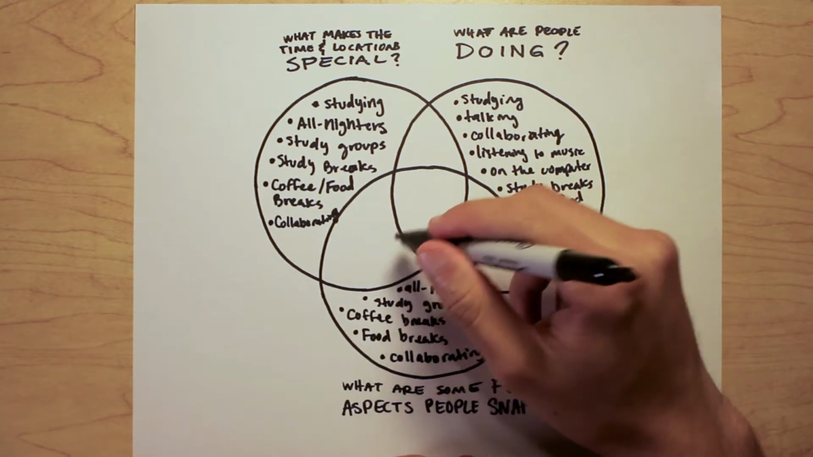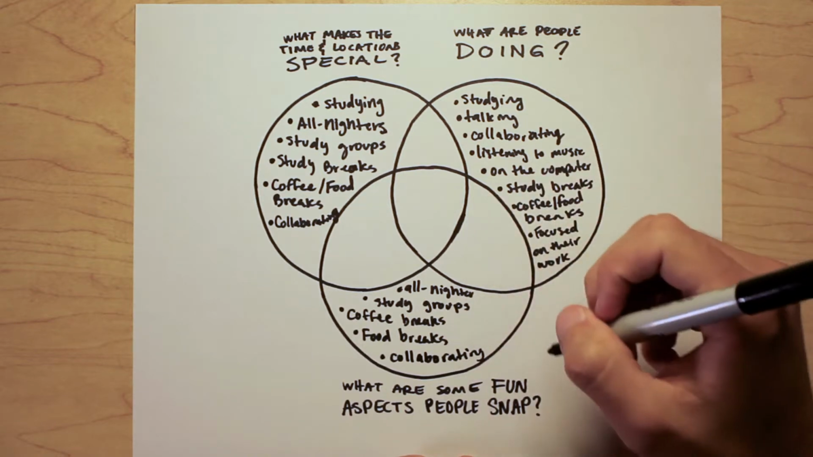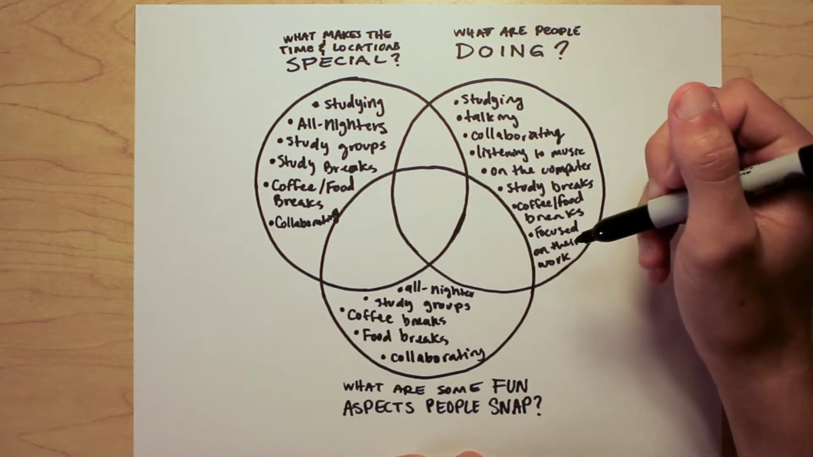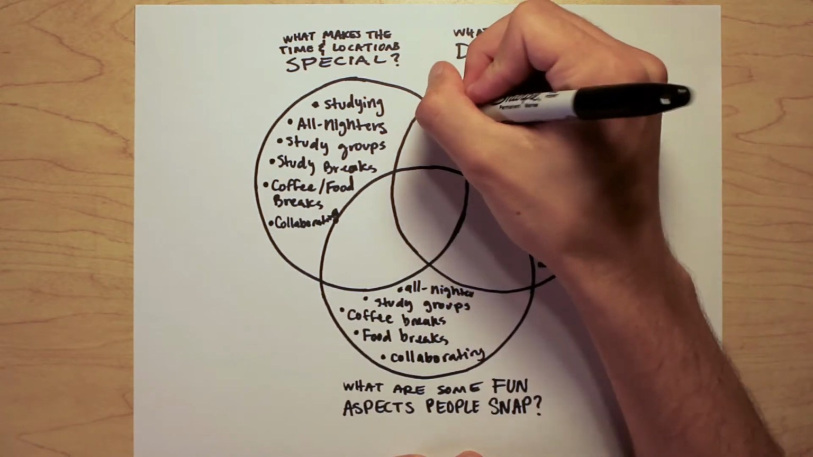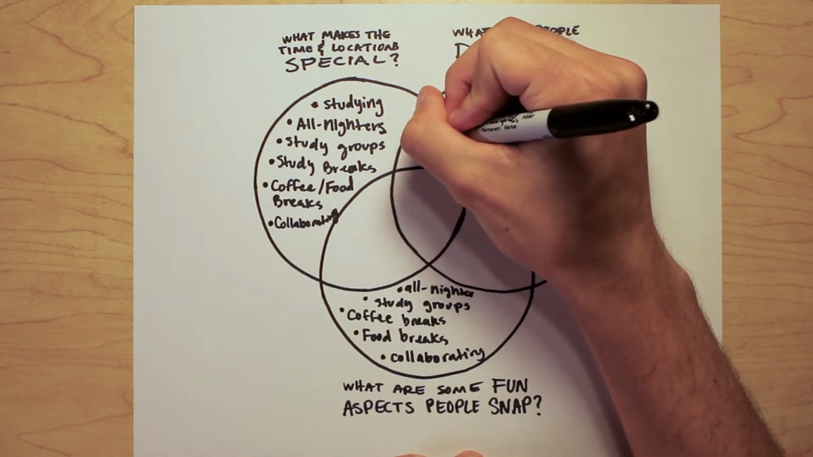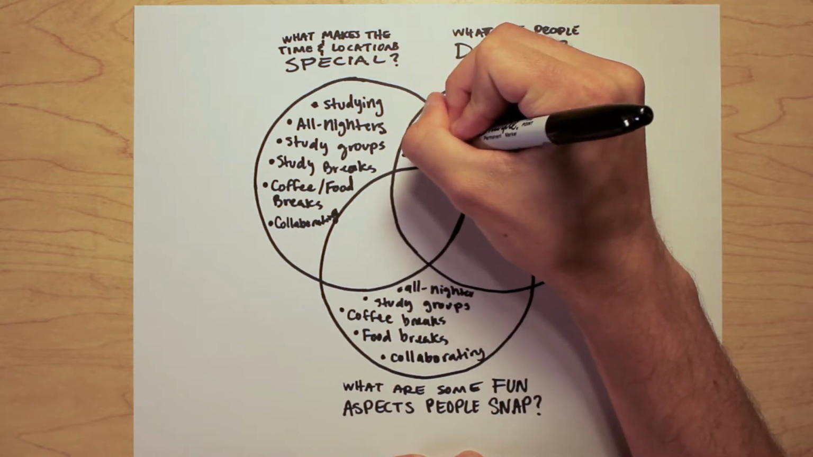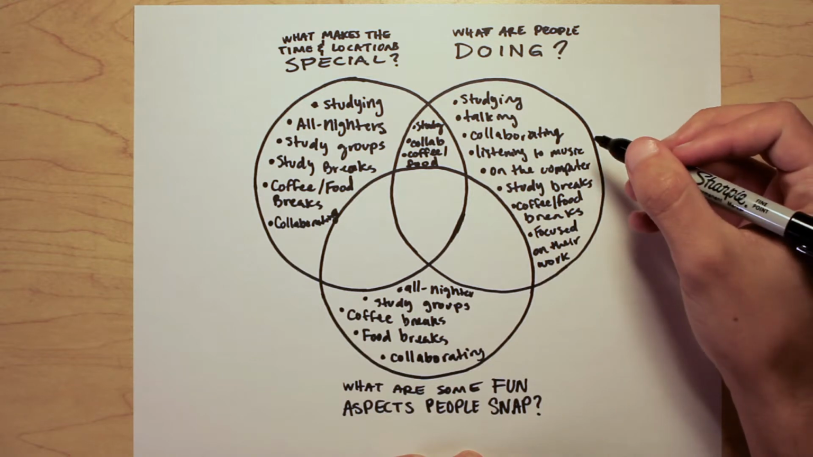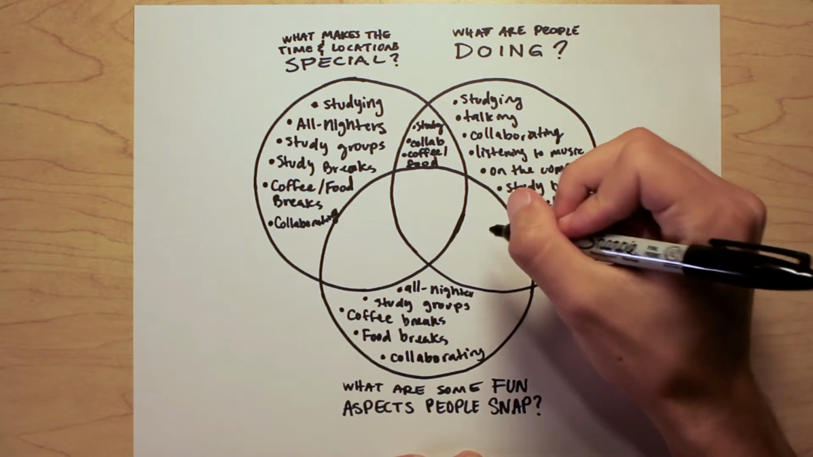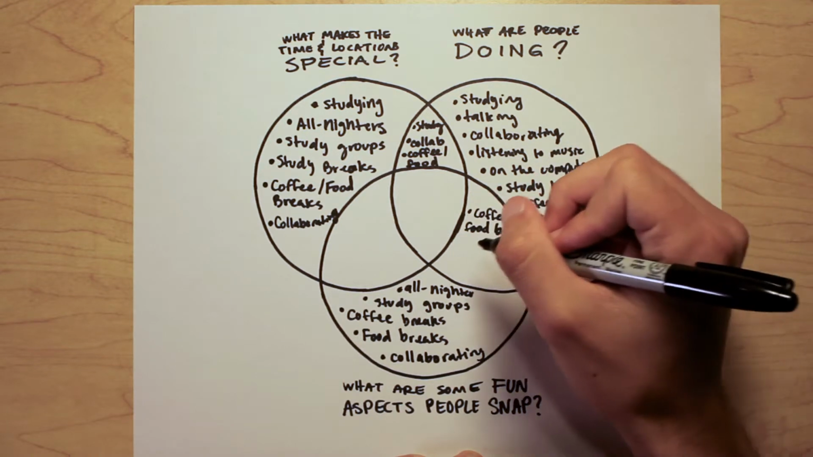Now, if we fill in the insides, we'll start to get a better idea of what the commonalities between these three subjects are. So between section 1 and section 2, the commonalities seem to be studying, collaborating, and coffee and food breaks. Between category 2 and category 3, the similarities are coffee and food breaks, and also collaborating.